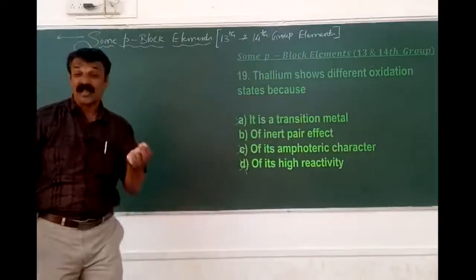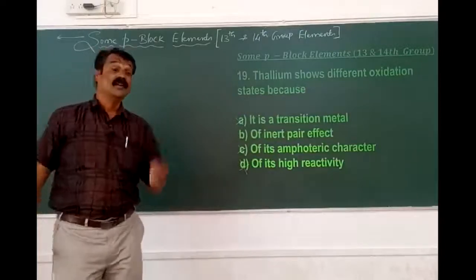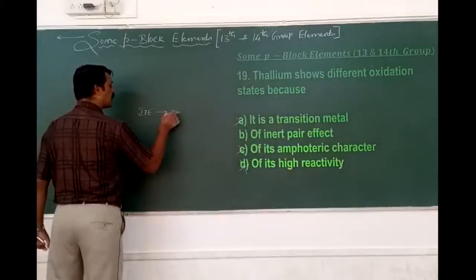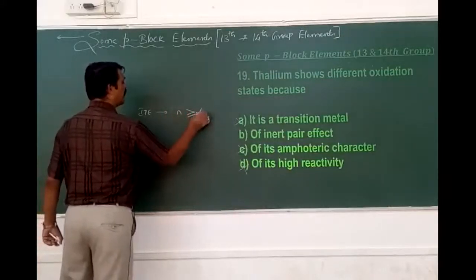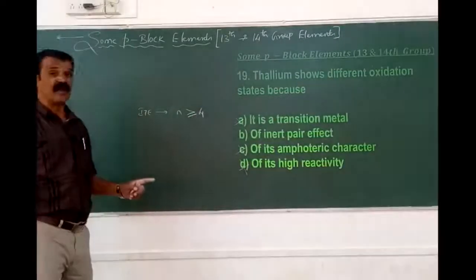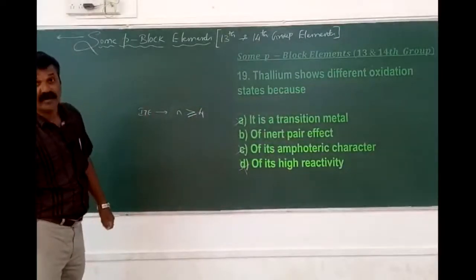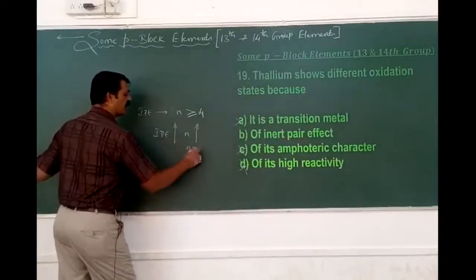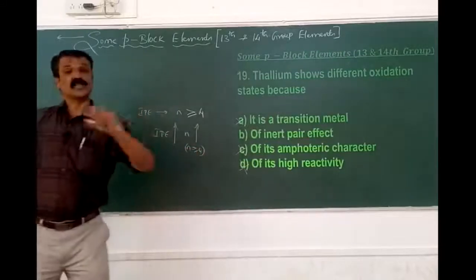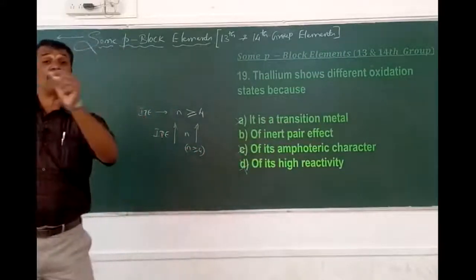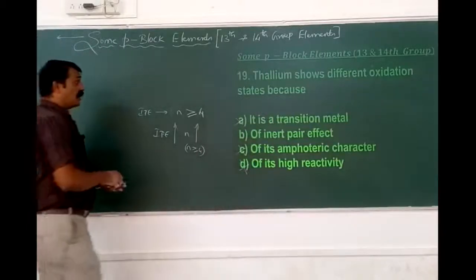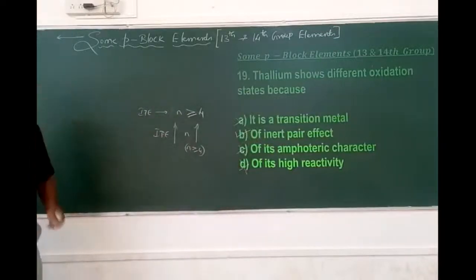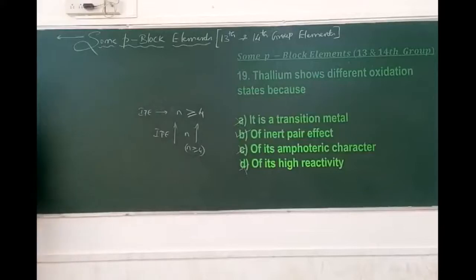The last element, usually what we prefer, the inert pair effect starts from n greater than or equal to 4. Means the inert pair effect starts when n is either equal to 4 or greater than 4. And the inert pair effect increases with increase in n, where n is greater than or equal to 4. So the last element always gets the highest inert pair effect. So the answer for the different oxidation states of thallium is the inert pair effect. Okay. Let's move on to the 20th here.